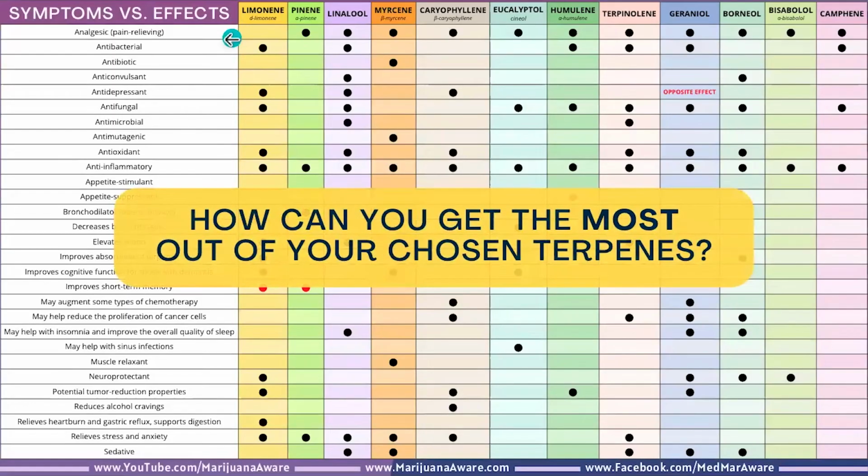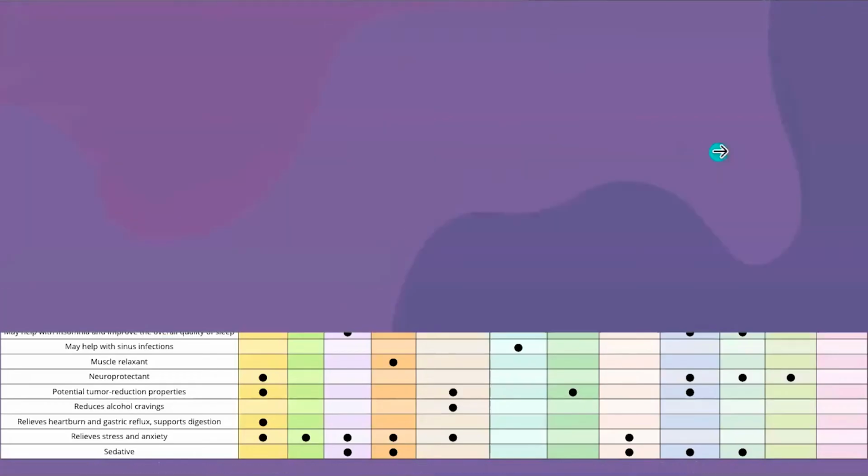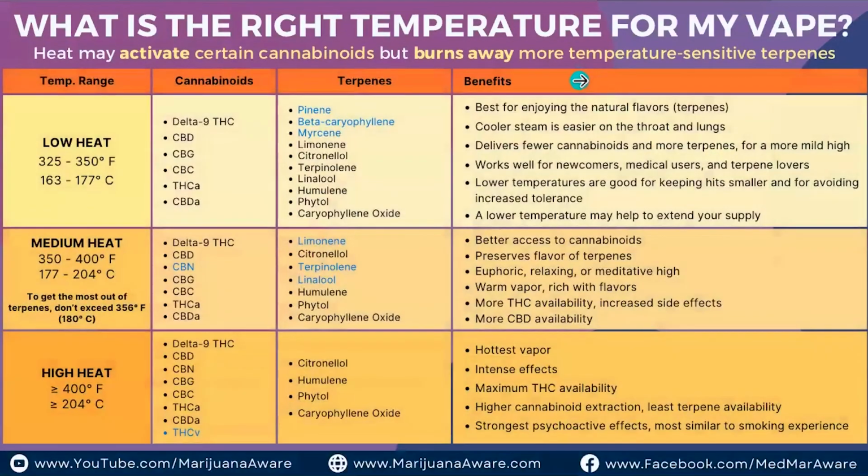Again, we're going through all the different symptoms that are out there, but really the question becomes, how do I get the most out of these terpenes? I've identified the terpene profile I want to look at. How do I get the most out of it? One of the things to pay attention to is the temperature, especially if you're vaping. This is key because you can actually burn off a lot of the terpenes if your vape pen is too hot.